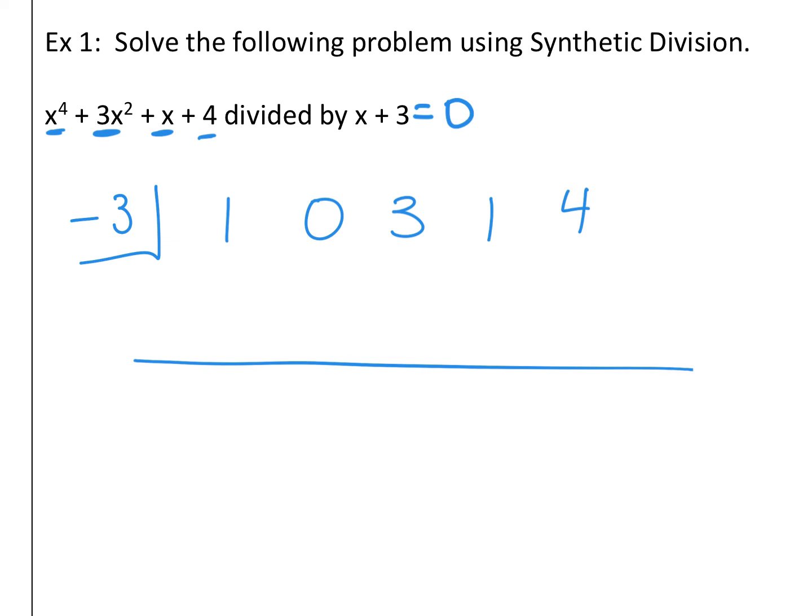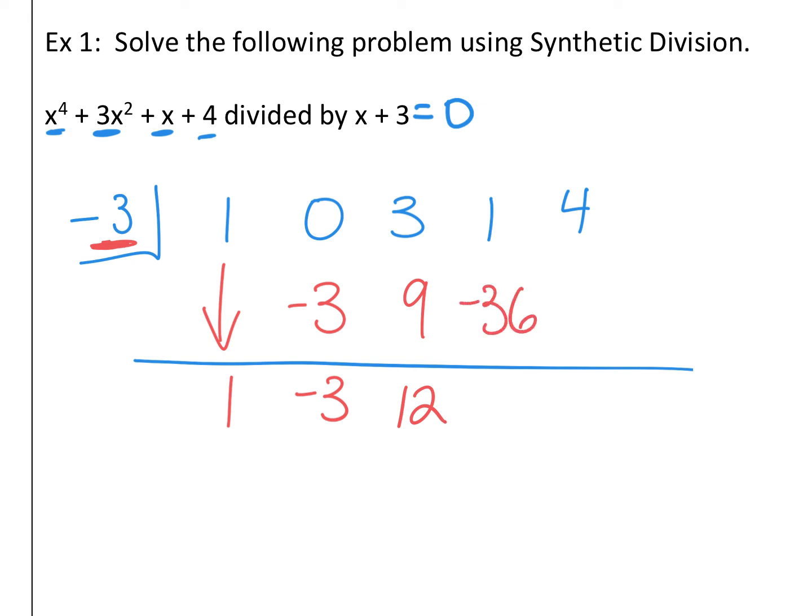Okay, who has the easiest job? The 1. He just drops down. Okay, now that 1 needs to be multiplied by the ledge guy, which is the -3. 1 times -3 is? -3, add them up. 0 plus -3. Okay, take that -3 back to the ledge. What is -3 times -3? 9. Add them up. 3 plus 9. 12 goes to the ledge. 12 times -3. -36. Add them up. 1 plus -36.